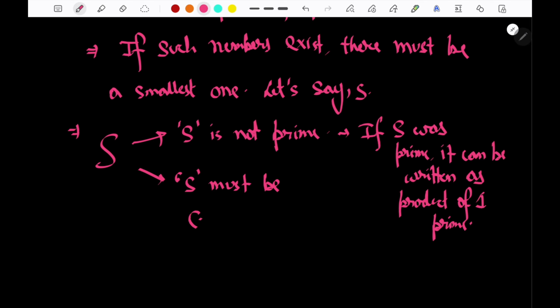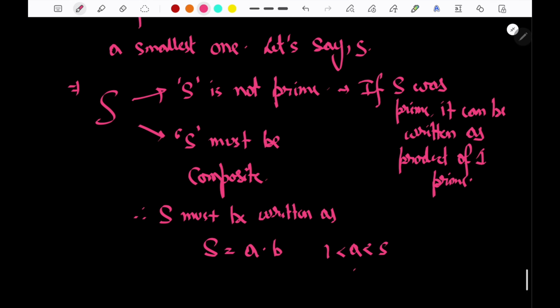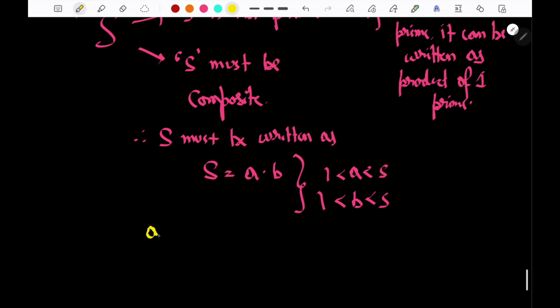S must be composite. Why? Because every integer is either prime or composite. So it means s must be written as s equals a times b, where a is greater than 1 but less than s, and b is greater than 1 but less than s. True? Now there is a problem. What's the problem? a and b become smaller than s.